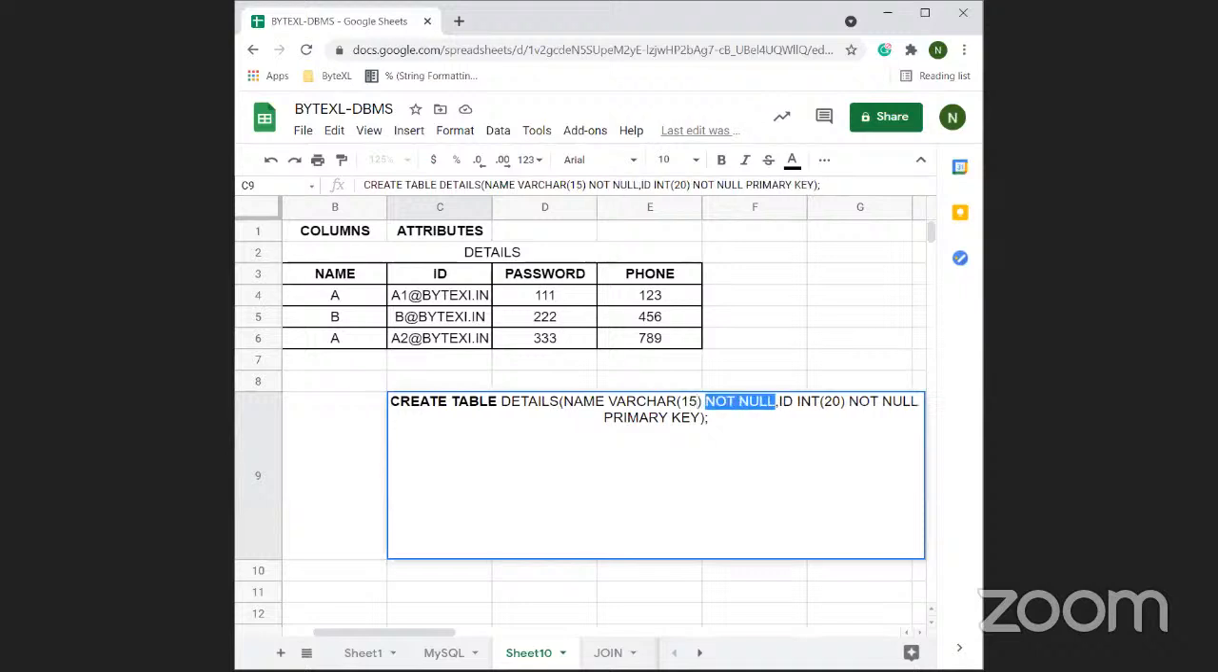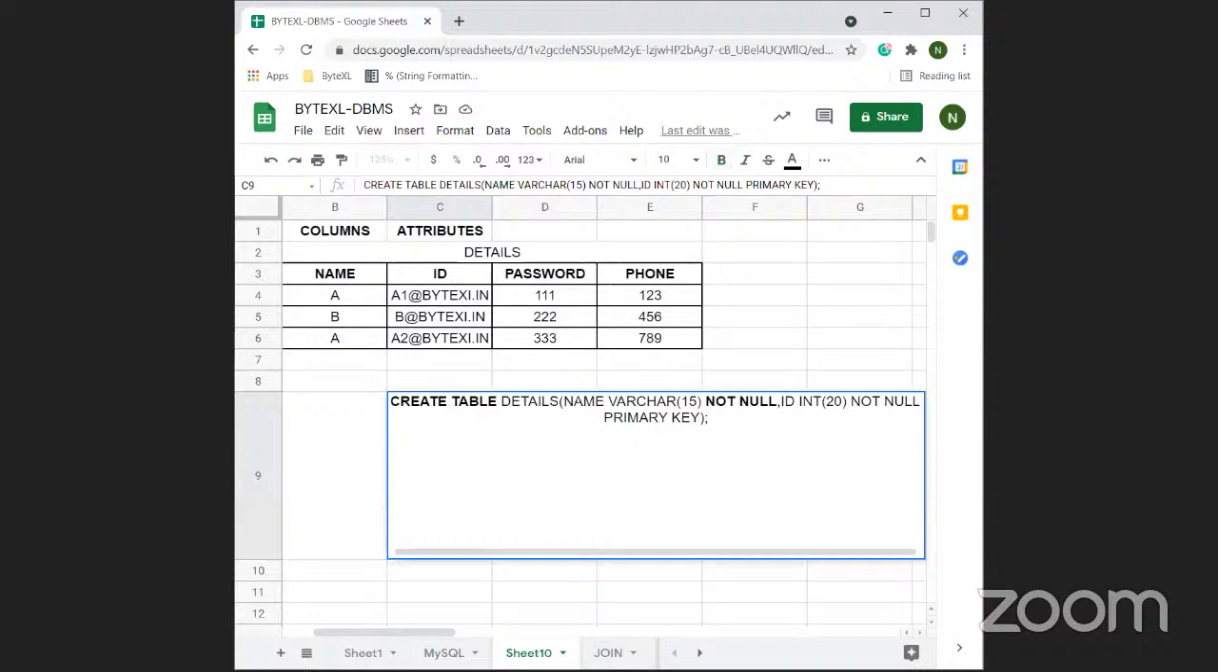Then not null. Again, this is a keyword. As the name suggests, null means empty. Not null means it should not be empty. Definitely, whenever a person is creating an email ID, we would want that person's name. It cannot be null. So we are taking not null.